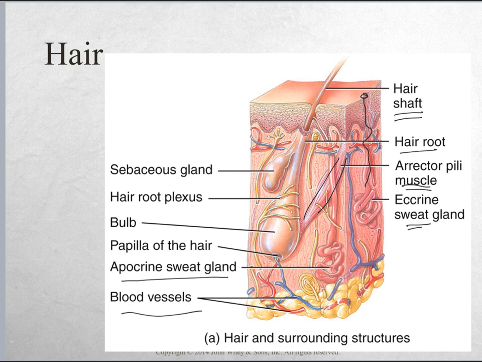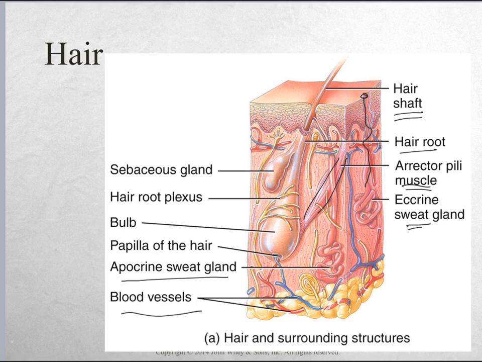Now notice that we have two sweat glands, apocrine and eccrine. Eccrine glands are going to occur over most of your body and open directly onto the surface of your skin. Apocrine sweat glands are a little bit different. They develop in areas abundant in hair follicles, like your scalp, your armpits, and your groin.